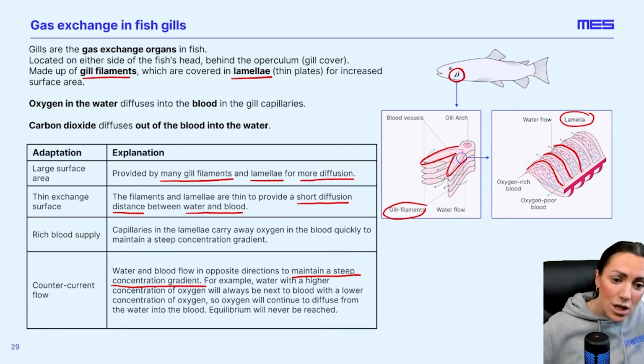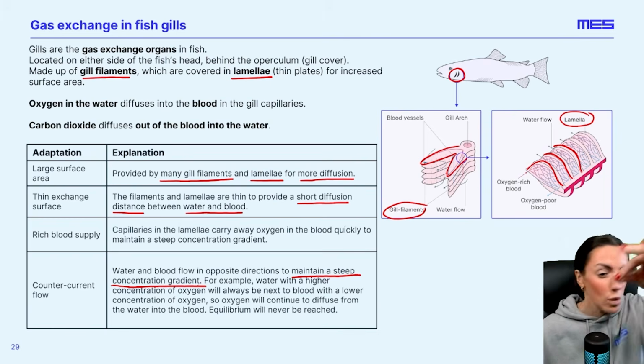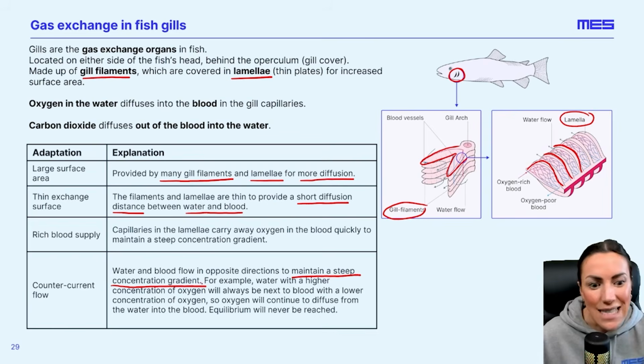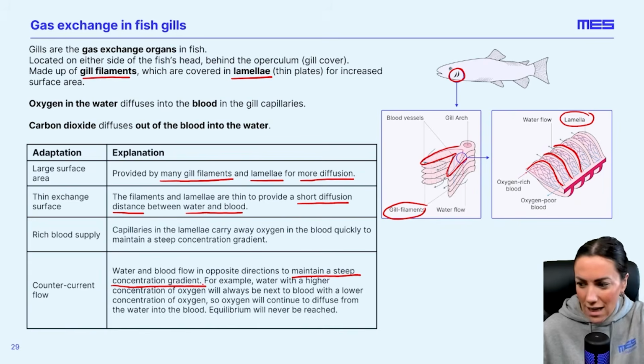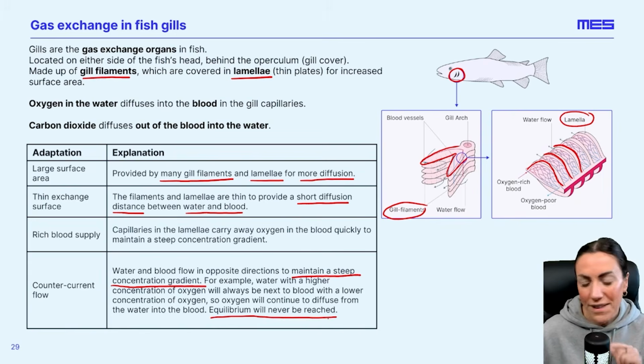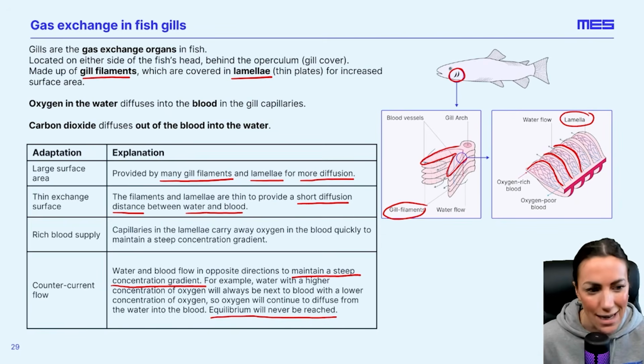Oxygen will continue to diffuse into the blood because you will always have a steep concentration gradient. It will always be higher in the water than the blood. Again, we can say equilibrium will never be reached, which means diffusion will continue to take place.